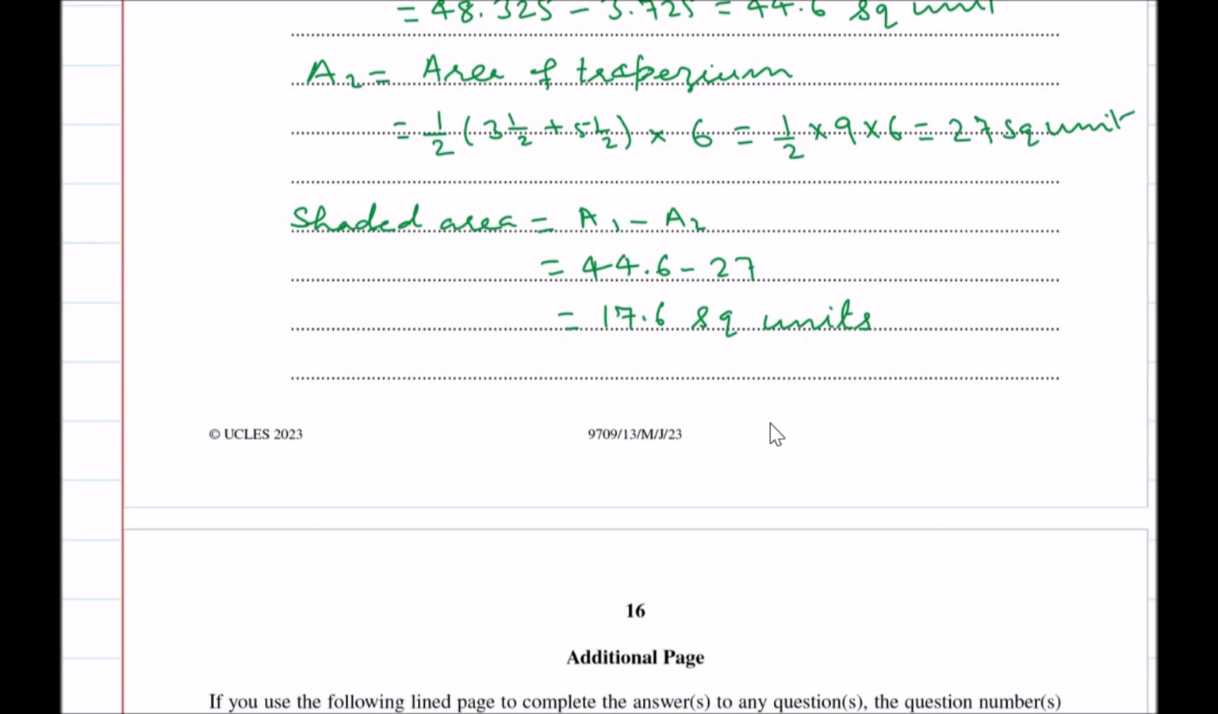So this is what we got as a shaded area. Okay. With this we come to the end of this paper.